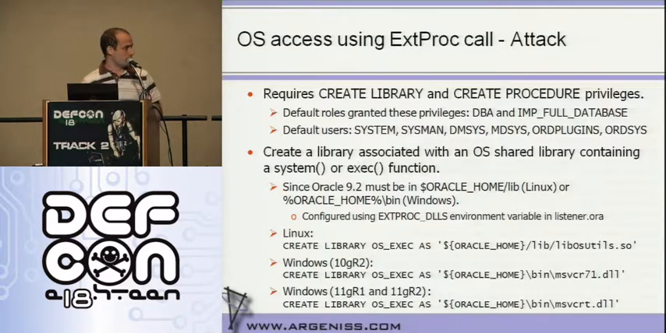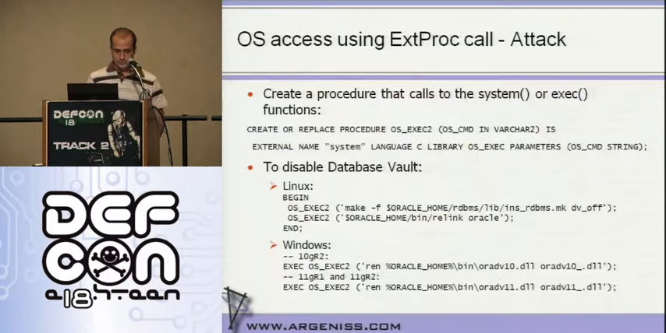We just need first to create the library object inside the database. This is done with the create library statement. There are the examples for Linux and Windows. After we create the library object, we have to create the procedure that points to an exported function in that library. So here I create a procedure that points to the system function.